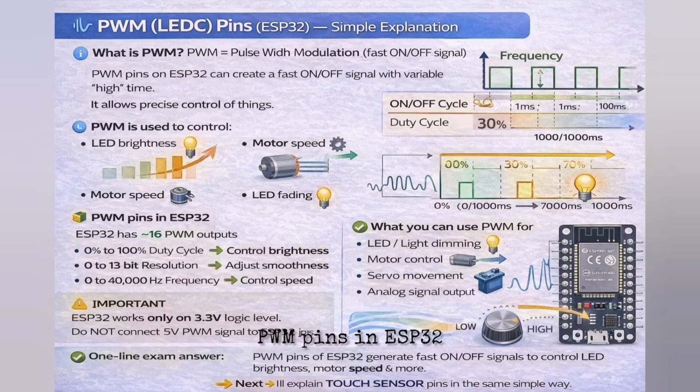PWM pins in ESP32. ESP32 supports PWM on almost all GPIO pins, except GPIO 34 to GPIO 39. ESP32 has up to 16 PWM channels, frequency up to 40 kHz, resolution up to 13 bits.